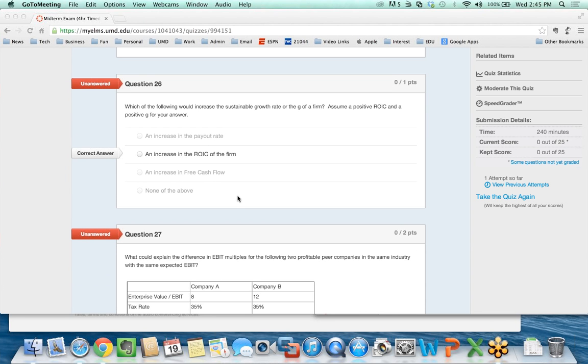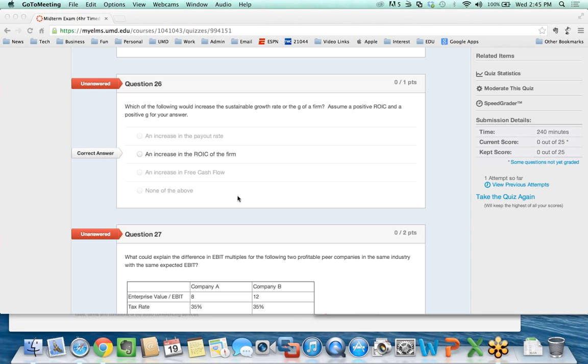Question 26. Which of the following would increase the sustainable growth rate, or G, of a firm? Assuming a positive ROIC and a positive G for your answer. So in this case, G equals investment rate times ROIC. So if we increase the payout rate, we decrease the investment rate. Well, that's not going to increase the growth rate, very similar to the other question.